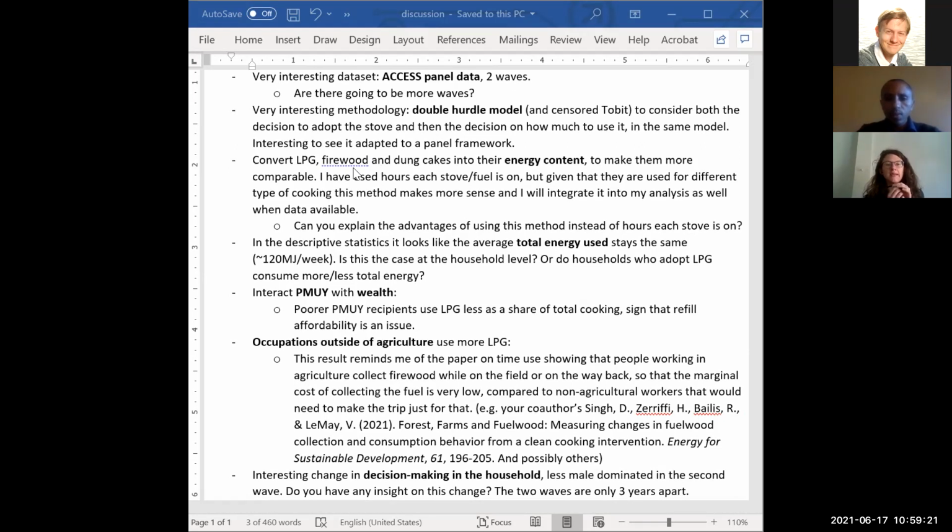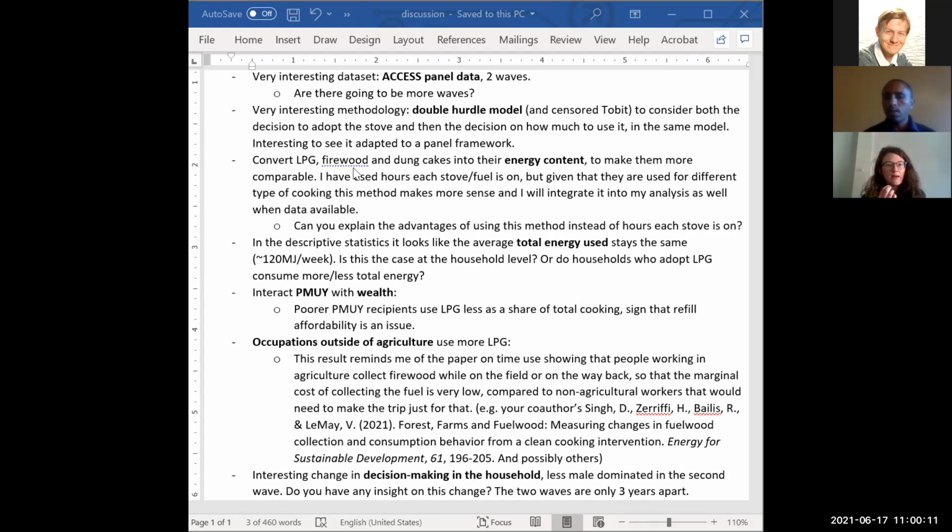So you've converted the fuel, so LPG and firewood and tankates, into their actual energy content to make them comparable. And I've seen other papers, and myself, sometimes use the amount of time a stove is used. And I think the methodology used might have some advantages with respect to that, because if people use LPG and firewood to cook different types of meals, for example, a quick but high heat type of cooking, they choose LPG, while for slow simmering they use firewood, then probably using the time the stove is on is not a good comparison. So I would like you to explain a bit more what are the advantages of using this method instead of the amount of time each stove is on, to compare the use.